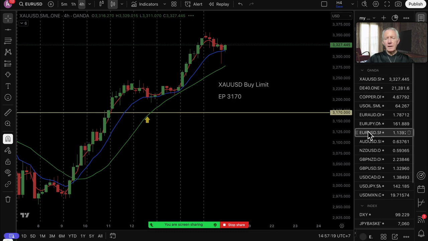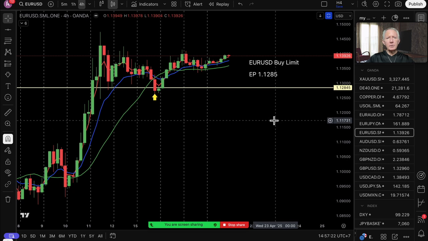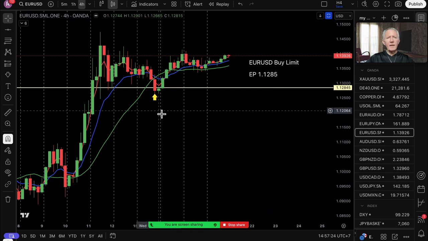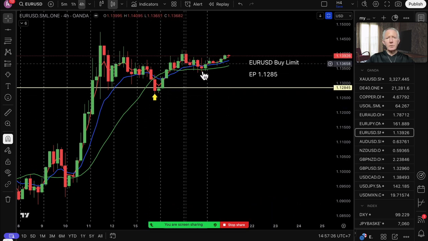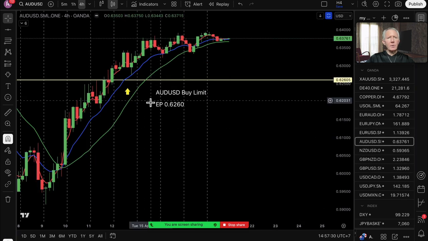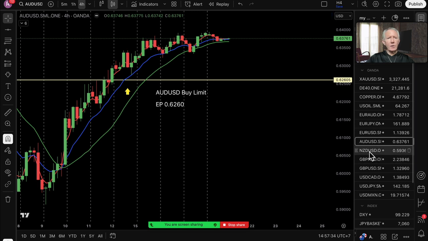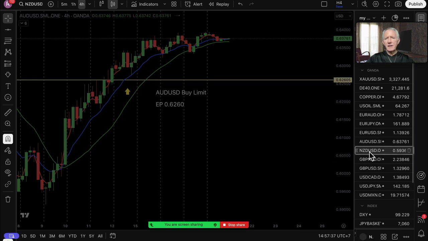Then looking at the major pairs, the Euro US, and that was a good trade that opened on Tuesday and went directly into profit, so good trade on the Euro US. The Aussie US, the pending order did not open. It didn't quite come down to the pending order buy limit that I had set in place.